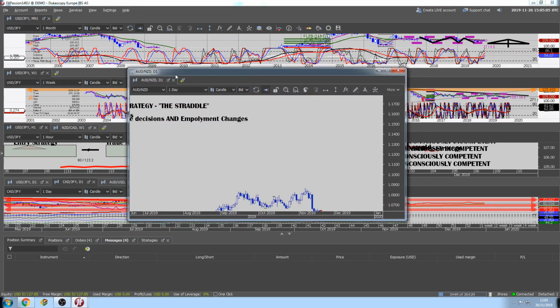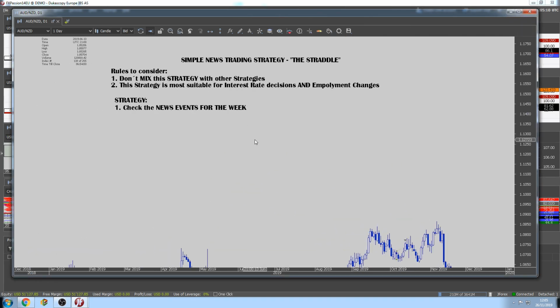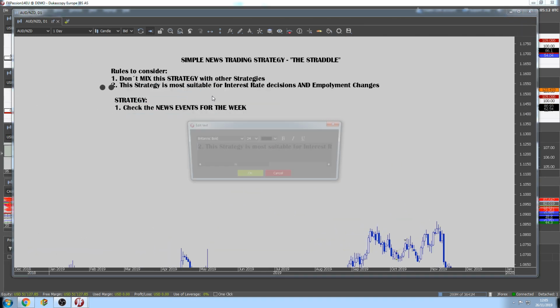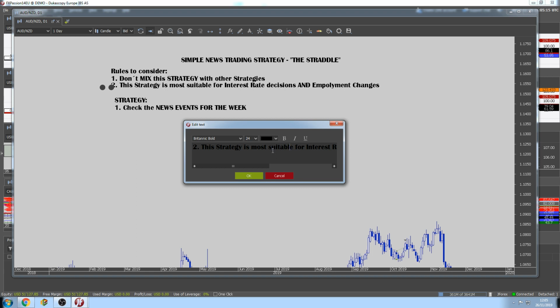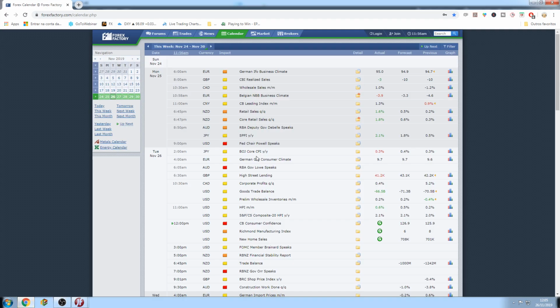Let's undock this one and make it like this. Okay, so number 2 is most suitable for interest rate and employment changes, and color, let's write this down here. Red color. So this is Sunday, everybody. We are going to check the red colors. And this means it is adequate for the NFP.